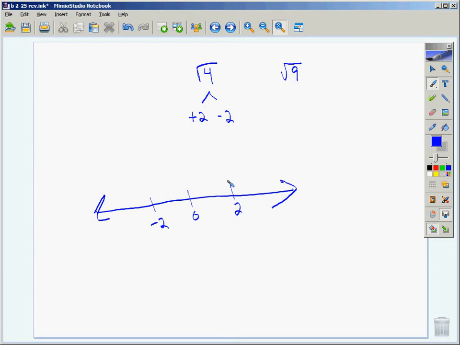So the difference between these two numbers is 4, 2 minus a negative 2, but the distance that either one of them is away from 0 is how far? 2 units. If I looked at the square root of 9, it would be 3 and a negative 3. The difference between these would be 6. But how far is 3 away from 0? 3. So I've got to divide it by 2. Does that answer your question?